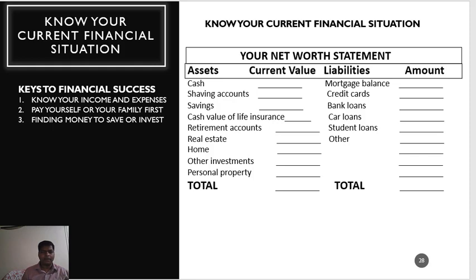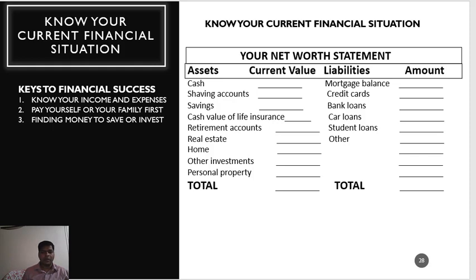The next step is to keep track of your income and your expenses for every month. Write down what you and others in your family earn and then your monthly expenses. Pay yourself and your family first. Include a category of saving and investing. What are you paying yourself every month?